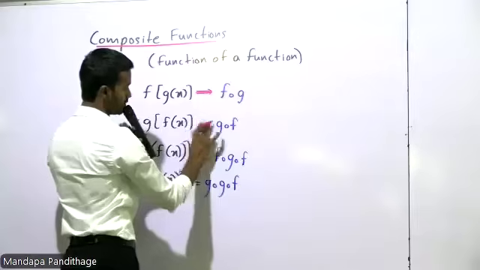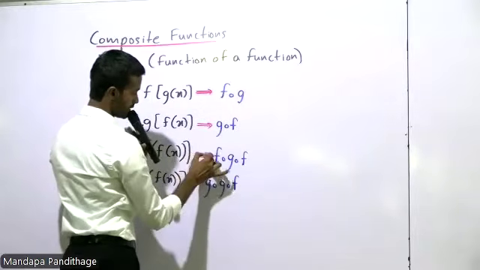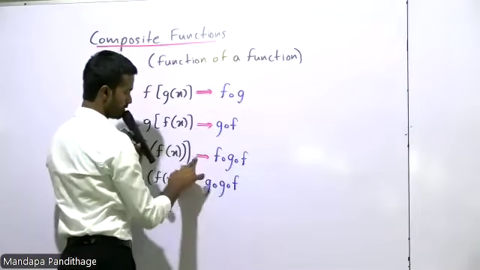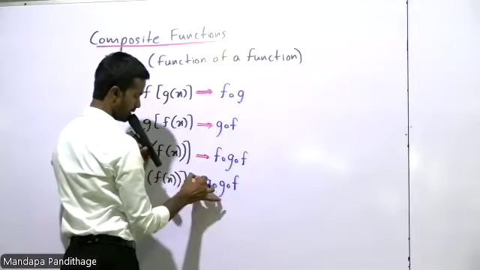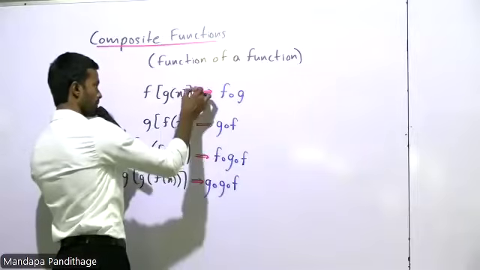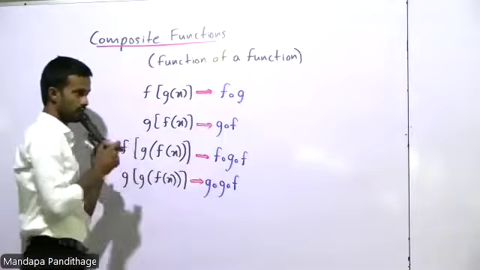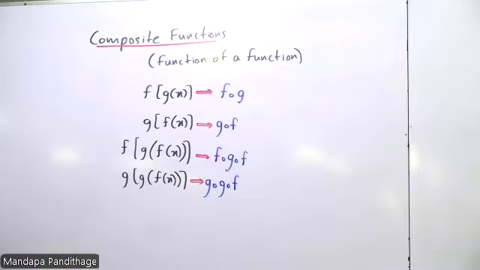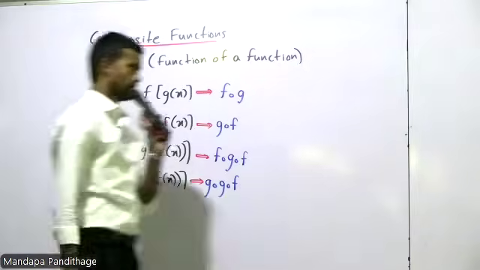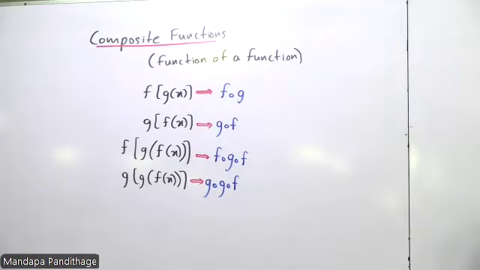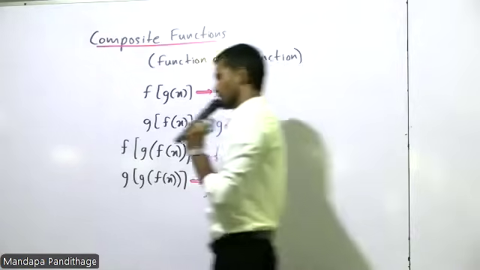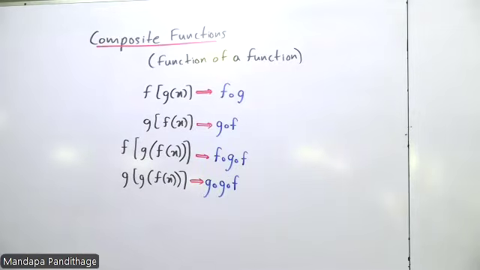When the independent variable of a function is another function, it is considered to be a composite function, or a function of a function.